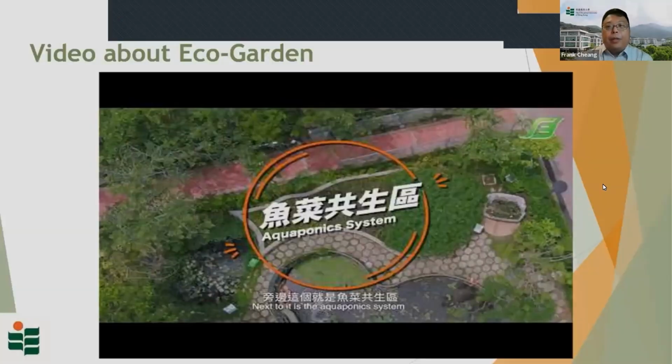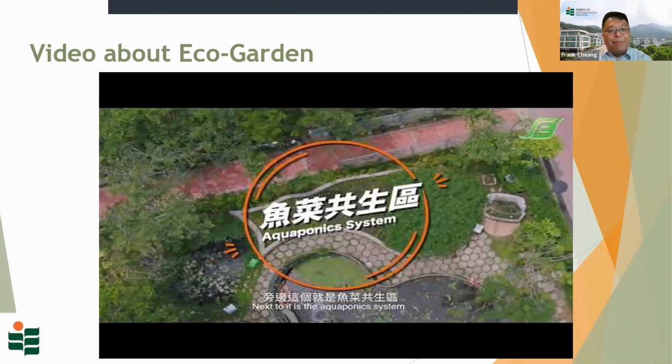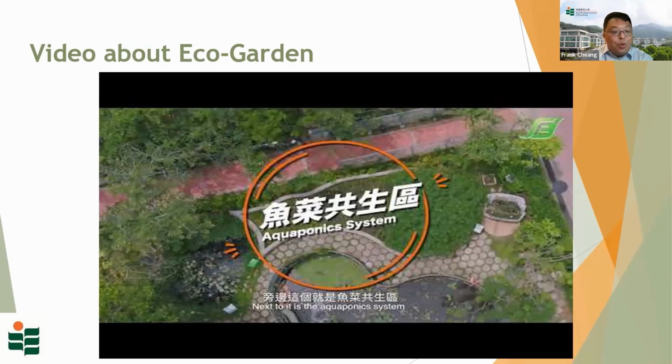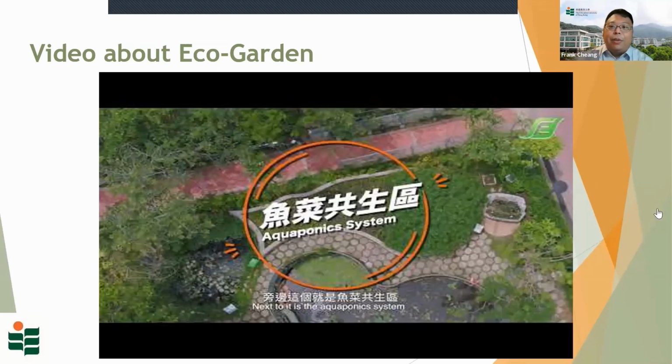This is the base, a very brief introduction of our eco garden. Well, as you can see from the video, it is not that big. In fact, it is really not that big. But at least our students enjoy the activity there. They enjoy farming there.